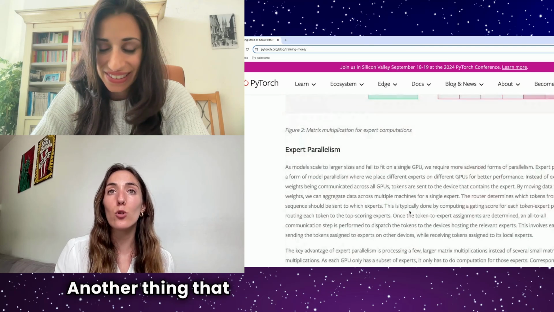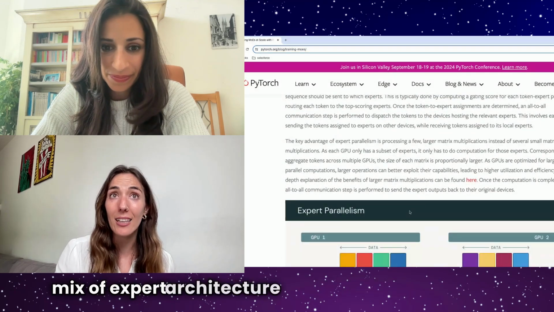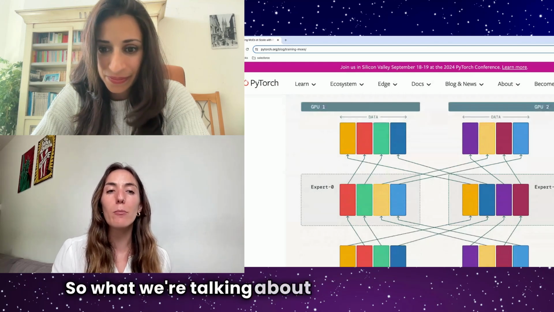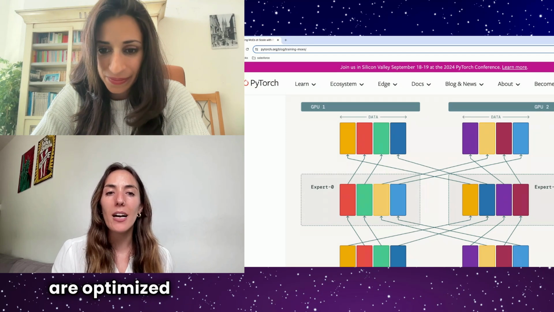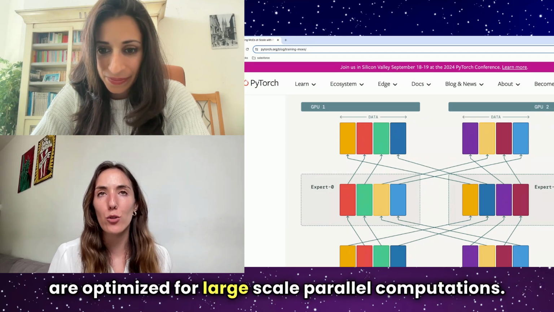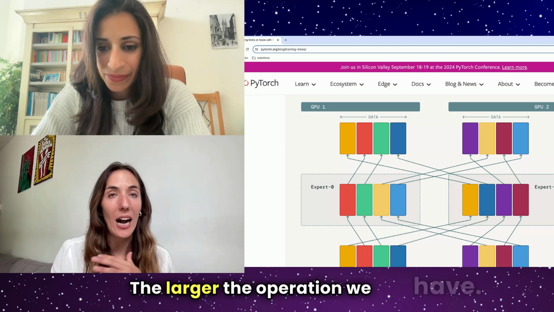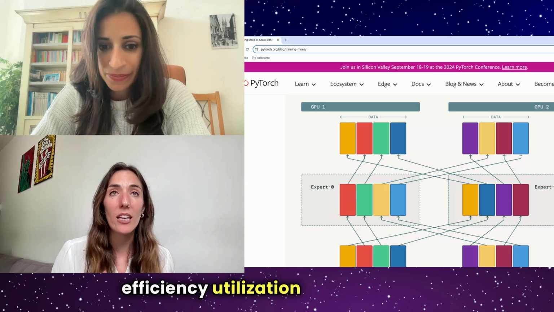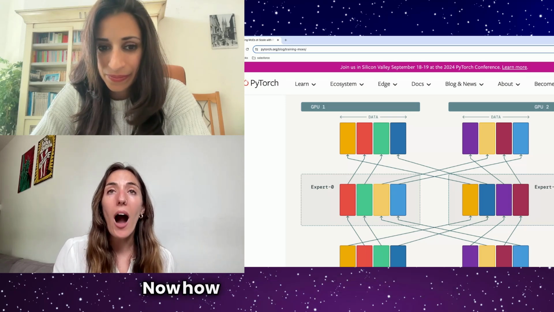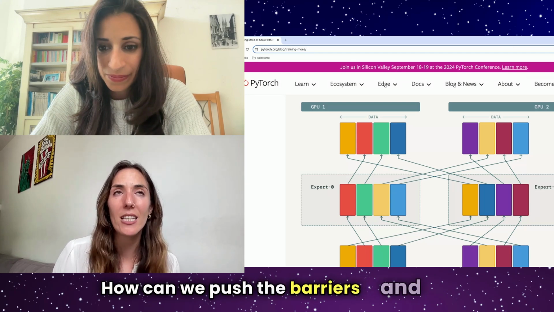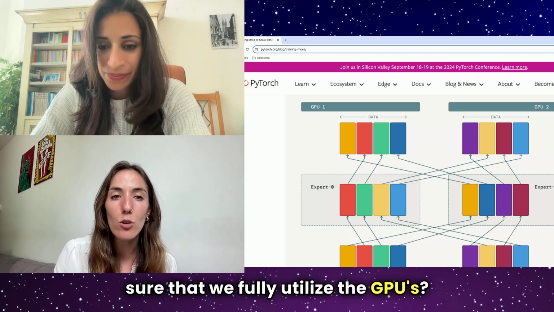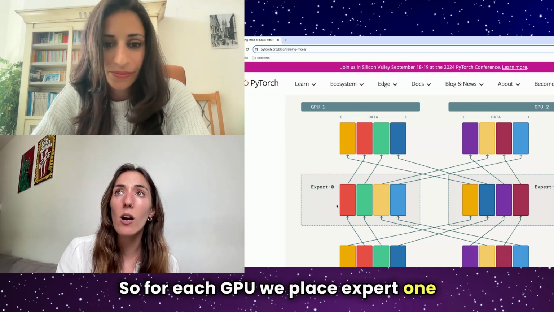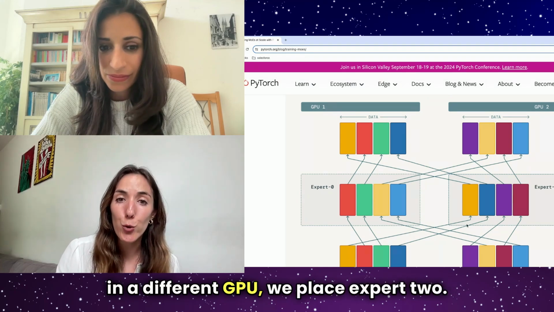Another thing that is being used for the mixture of experts architecture is expert parallelism. GPUs are usually optimized for large-scale parallel computations, so the larger the operation we have, the better we can utilize these machines. Now, how can we achieve that? How can we push the barriers and make sure that we fully utilize the GPUs? We can place these experts into different GPUs. So on one GPU we place expert 1, and on a different GPU we place expert 2.